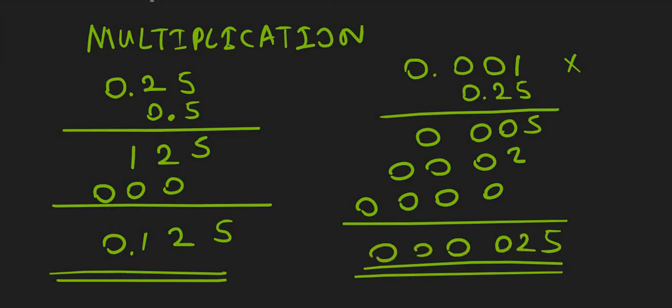Then you count how many decimal places you have. 1, 2, 3, 4, 5. Therefore, you move 5 decimal places and put your decimal sign there. So that is how you multiply decimal numbers. And now let's look at how we are going to divide decimal numbers.